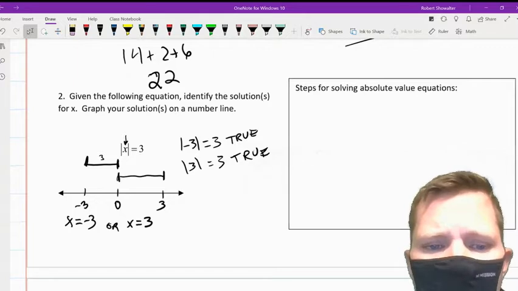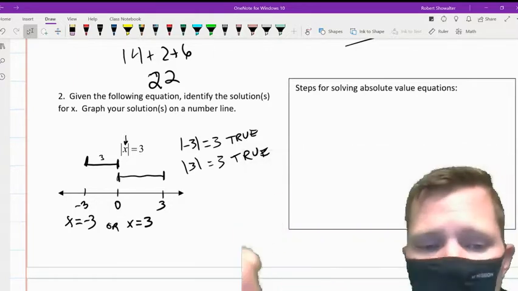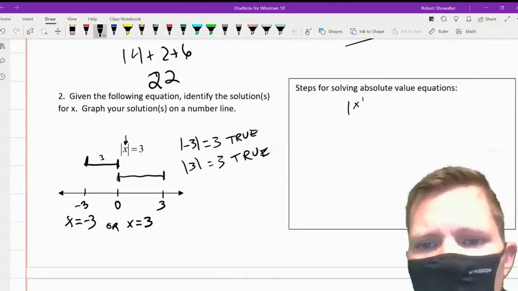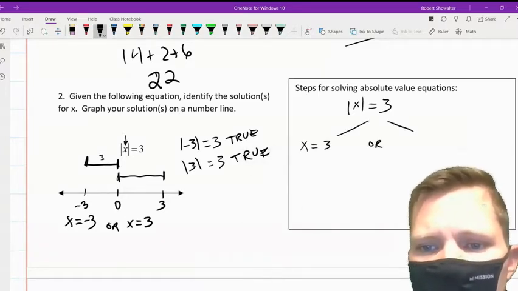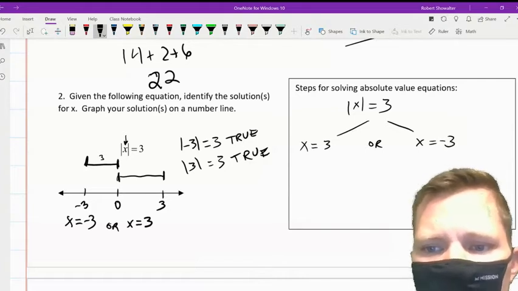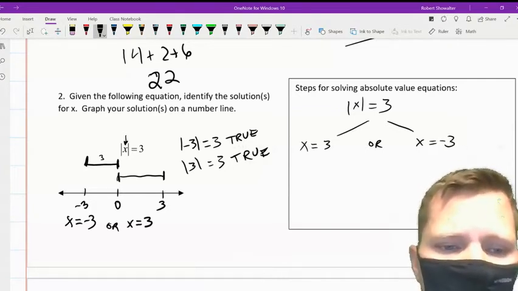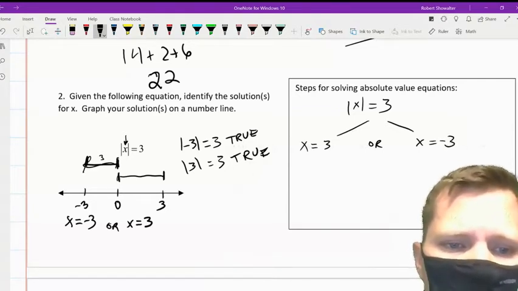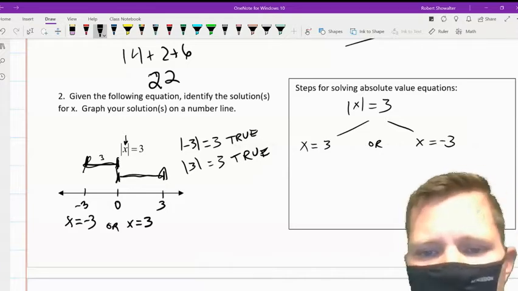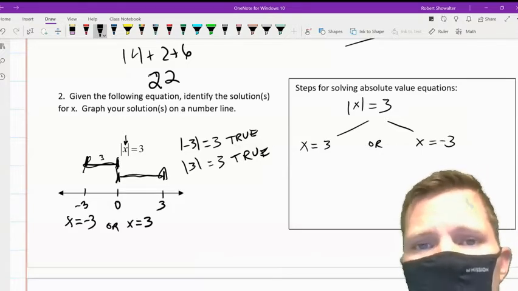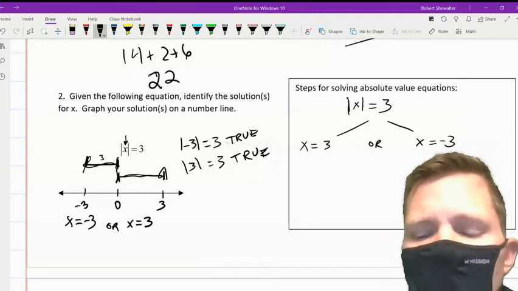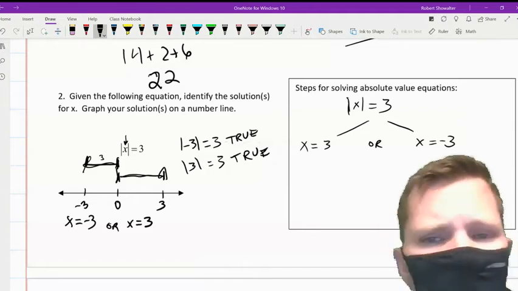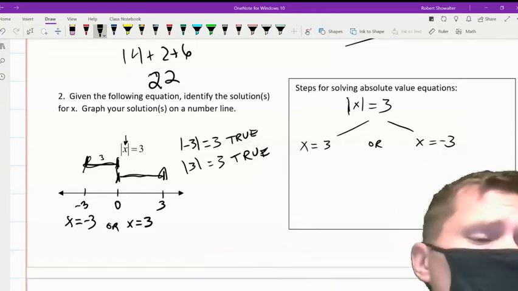Okay, so we can create an algorithm or a method for solving this. We split it. One, we say that it's a positive side, and the other, we say that it's a negative side. Again, we've got two ways we can walk from 0 to get the same distance. We have two potential directions to go when we're talking distance from 0. And we can only do that when the absolute value is all by itself. If the absolute value is not all by itself, we have to do something different.